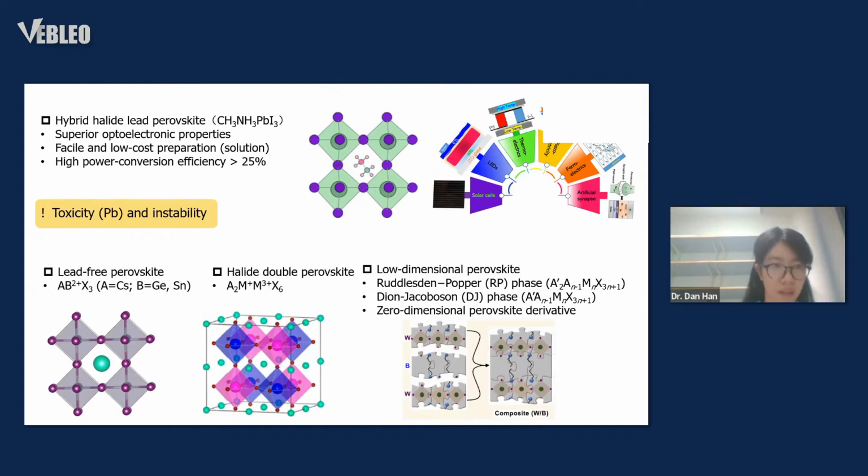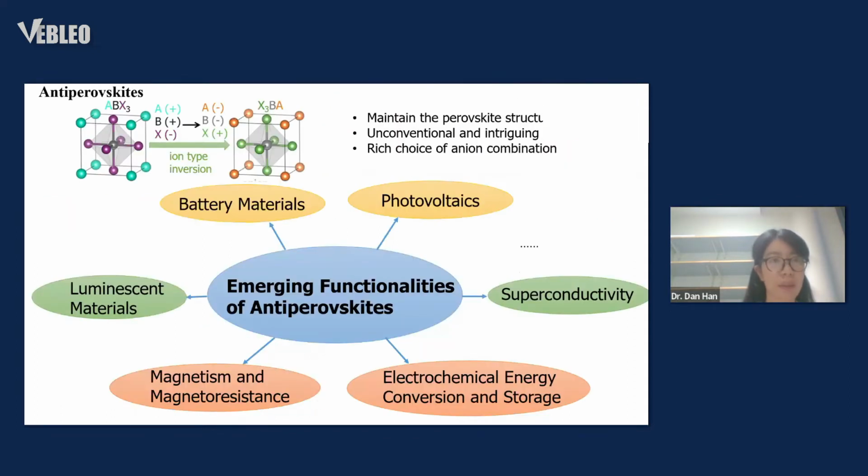To overcome the toxicity of lead, direct substitution, cation mutation, and lowering the structure dimension have been proposed as methods. Beyond lead-free halide double perovskite and low-dimensional perovskite, antiperovskite is another choice to overcome the toxicity of lead.